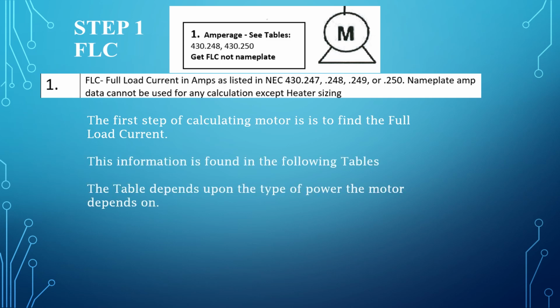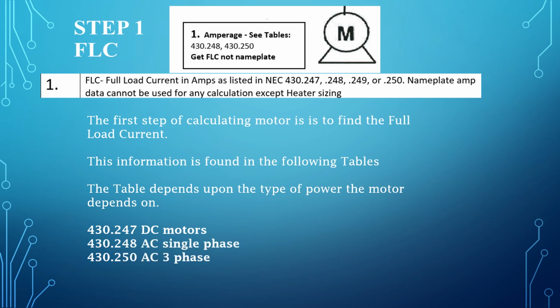We need to know which of these tables we are going to draw from. 247 is for DC motors. 248 is for single phase motors, and 250 is for 3-phase motors. There are a few others, like .249, for motor types that are more rarely used. The most common two are going to be the 248 and the 250, the single phase and the 3-phase motors.